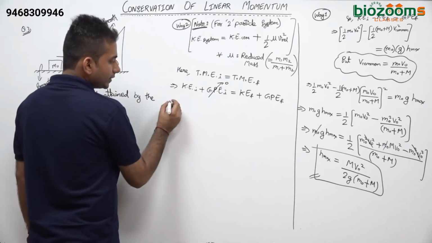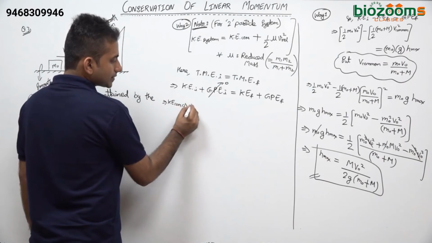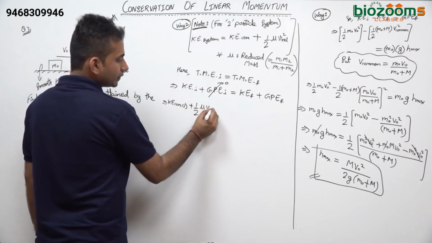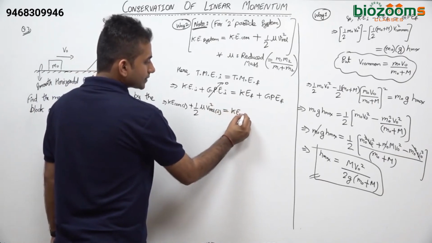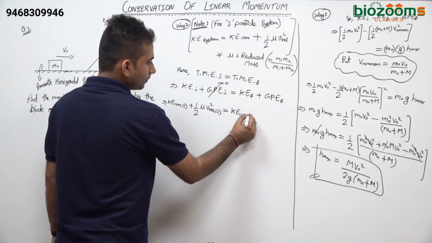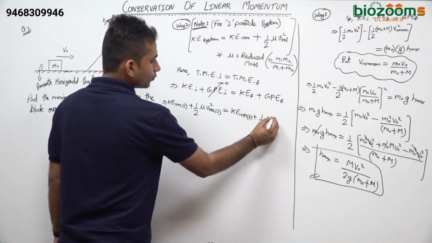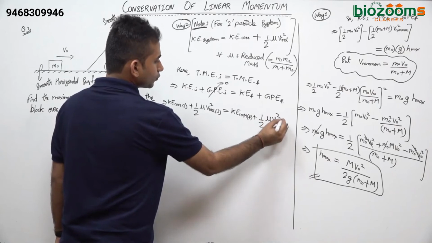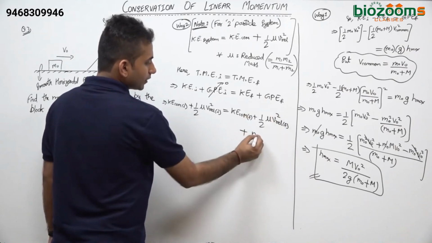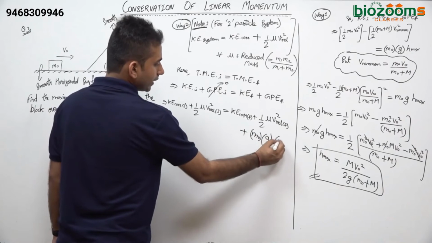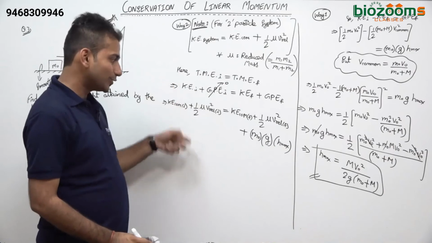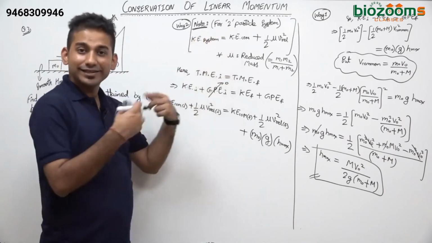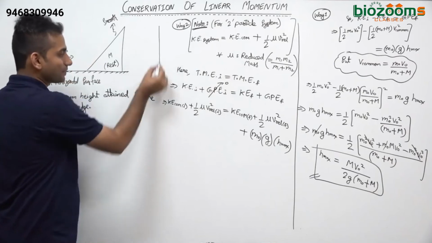So can I write KE initial as kinetic energy of center of mass initial plus half mu v relative initial square will be equal to kinetic energy of center of mass final plus half mu v relative final square plus, finally only the block is attaining GP, right? So m naught g h max. See, we are going to solve this particular problem in 2 or 3 steps only. This was only the recollect part. We were trying to recall it, right?